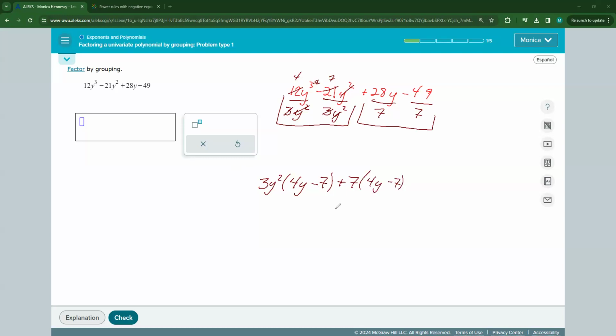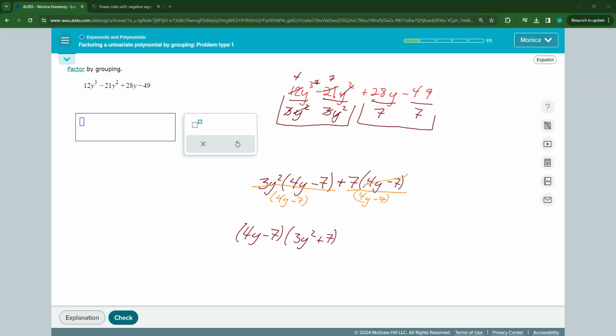Looking at my two terms that I have, that 4y minus 7 is in common. So that'll be my first parentheses. And it could be my second parenthesis. It doesn't really matter. 3y squared plus 7. And if you're getting confused where things are coming from, you can always write it beneath it. Remember, it is a GCF. I am dividing it out, and it's that parenthesis 4y minus 7 from both of them.